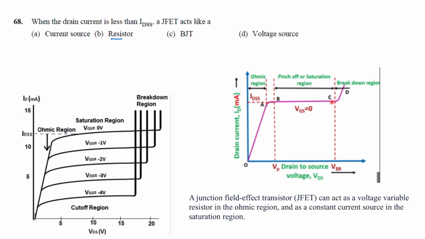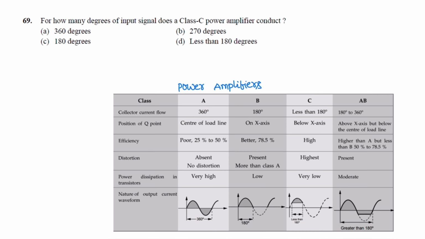Next question. For how many degrees of input signal does a class C power amplifier conduct? Let us see the comparison of different power amplifiers: Class A, Class B, Class C and Class AB. The question asks about Class C. For a Class C power amplifier, the conduction angle is less than 180 degrees. Correct option is B. The Q point is positioned below the x-axis, at the cutoff point.